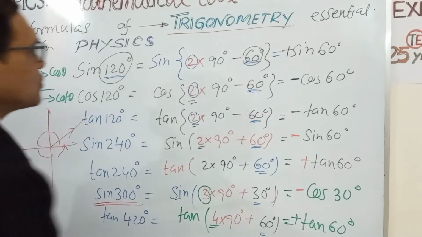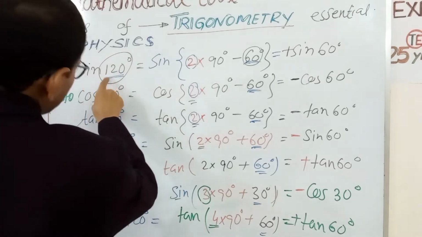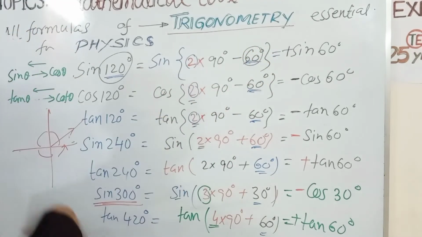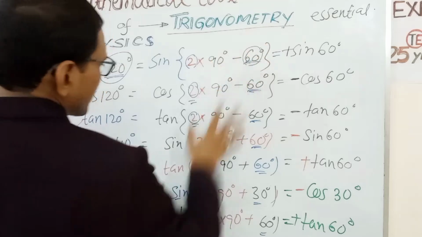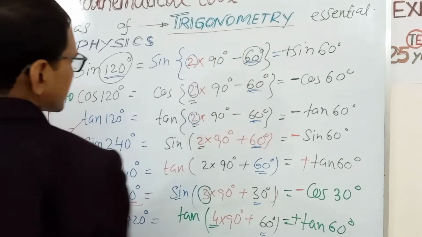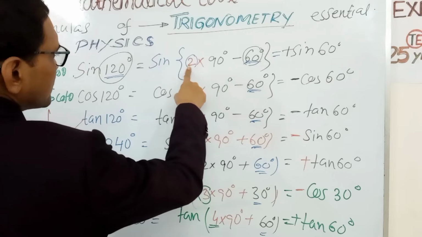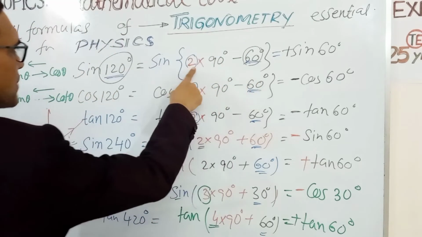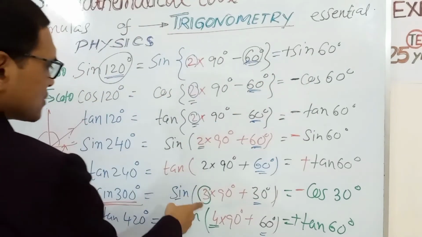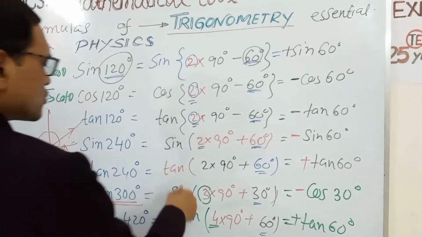What is the rule? The rule is, first write this angle in the form n into 90 plus or minus alpha, n is an integer value, alpha is an acute angle, so 120 we can write as 2 into 90 minus 60. Now if this is an even multiple of 90, then the ratio remains the same, that is sine becomes sine. And if this is an odd multiple, then the ratio will be changed.